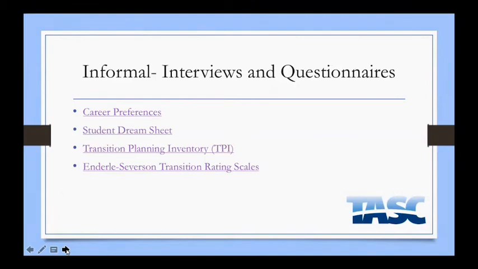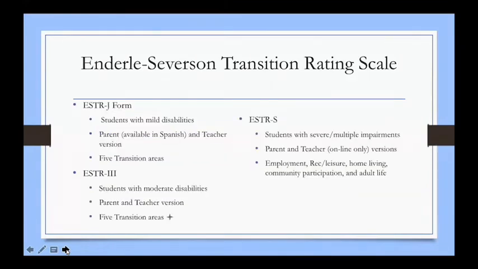The examples that are on the, let's see, I think I have a, yes. So the last one there, we call it ESTR. If you've used these a while, you know them by the color of the paper that they used to come in. One was a salmon color. Now they're all available online. But ESTR J is for students with mild disabilities. ESTR 3 is for students with more moderate disabilities. And then ESTR S is for students with the most significant disabilities.